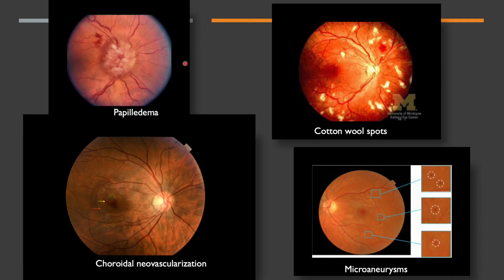I really wanted to provide a lot of images of retinal abnormalities to enhance knowledge and for your reference. These images align with the answer choices, and you can pause the video to review it. We have papilledema, choroidal neovascularization, cottonwool spots, and microaneurysm.